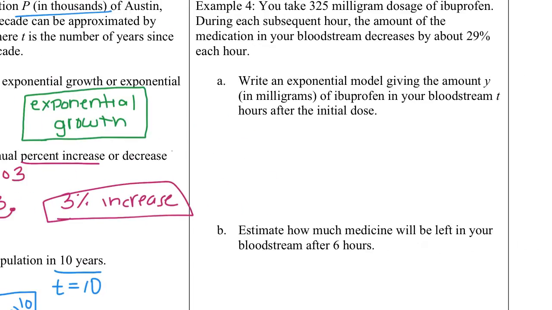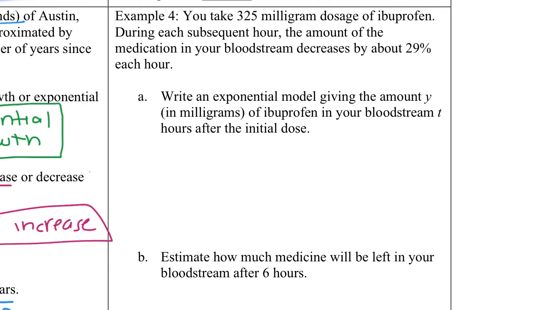Example 4. You take a 325 milligram dosage of ibuprofen. During each subsequent hour, the amount of medication in your bloodstream decreases by 29% each hour. Letter A. Write an exponential model giving the amount y in milligrams of ibuprofen in your bloodstream t hours after the initial dose. So this is where I need to write the equation in the format y equals ab to the x.